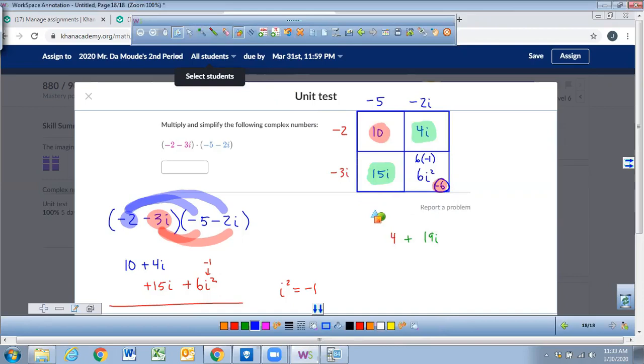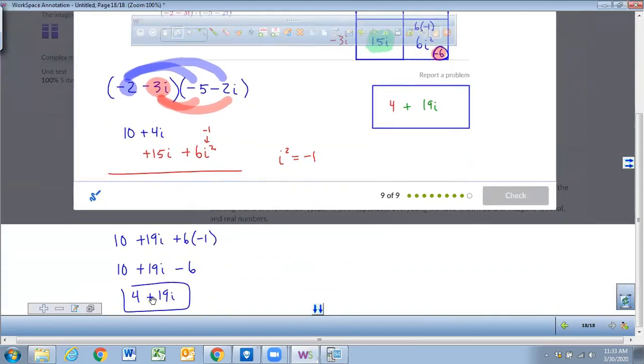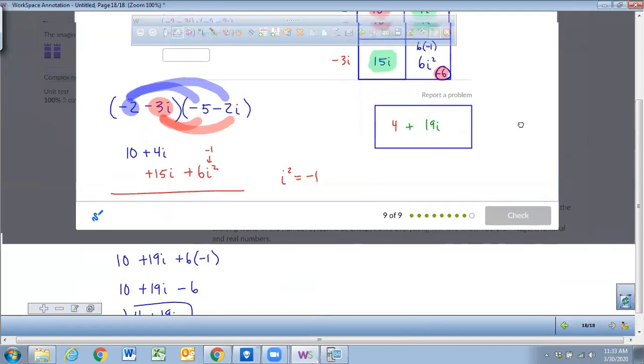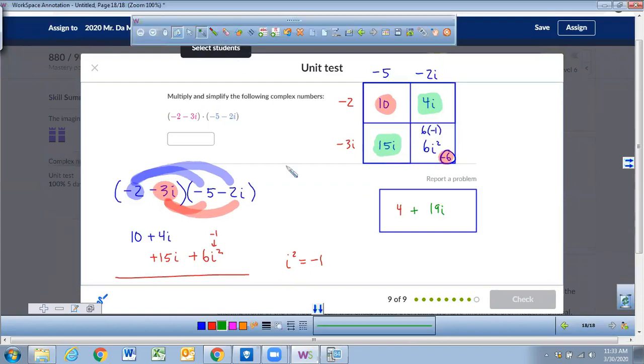So what I want you guys to see, whether you do it using the array method or the FOIL method, what do you still get? 4 plus 19i. This might be an easier method if you don't like the FOIL method. All right, so just remember the FOIL method. I'll do a quick little review of the FOIL method if you guys want, or if you guys are good, I won't do it. I don't want to waste your time.